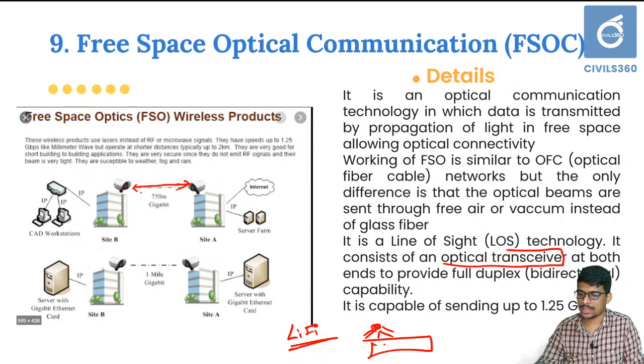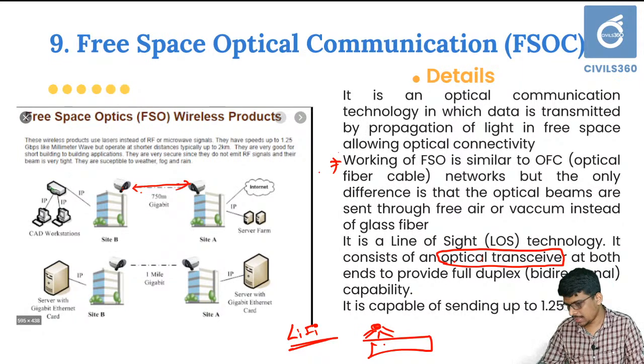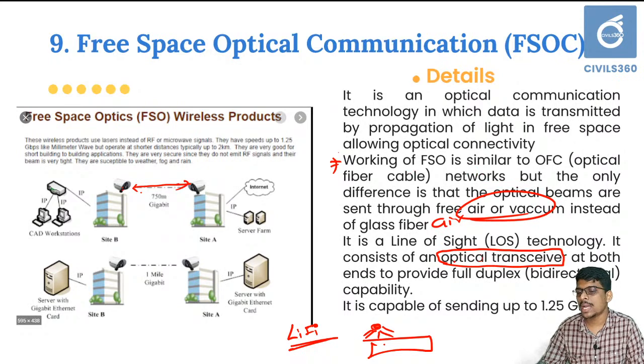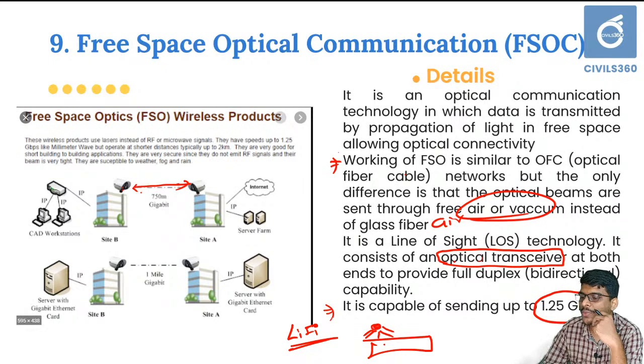optical transceivers. Okay, free space optical communication is similar to optical fiber cable. Instead of the optical fiber, they will be using air or vacuum as the channel for FSOC. And the benefit of this is it is capable of sending up to 1.25 gigabits per second, or it can provide a speed of 1.25 Gbps. The issue is it is a line of sight communication technology.